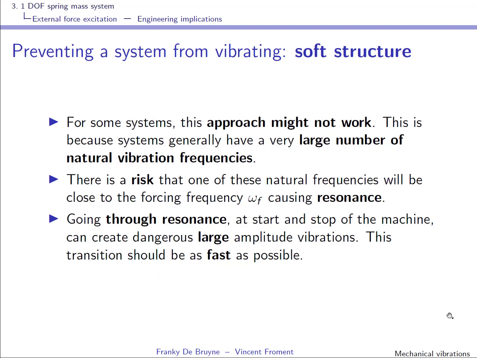For some systems, you'll have not one natural frequency, but more than one natural frequency, right? So if you run in the isolation region, so you work about the first natural frequency, well, you run the risk to choose a forcing frequency that is close to this second and third natural frequency, and this will cause resonance, okay? So that can cause difficulties.